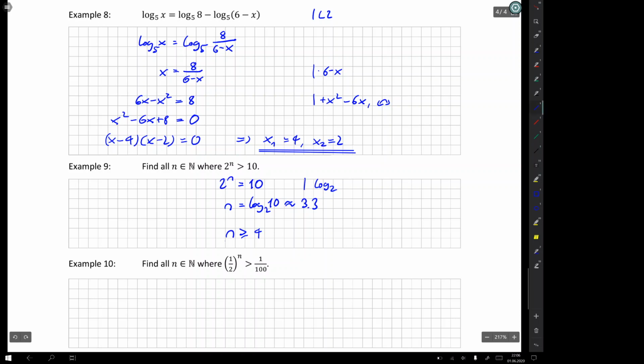Now try to solve example 10. Do it on your own, and here comes the solution. Set the expression equal.